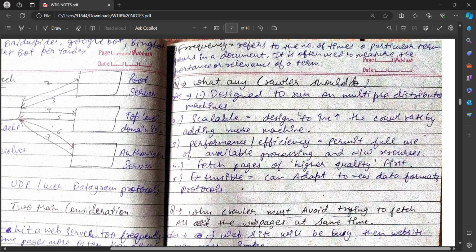This question can be asked in your exam directly, or if they ask you to write a short note on crawler, you can add these points. Then you will definitely get extra marks. So let's move to the next question.